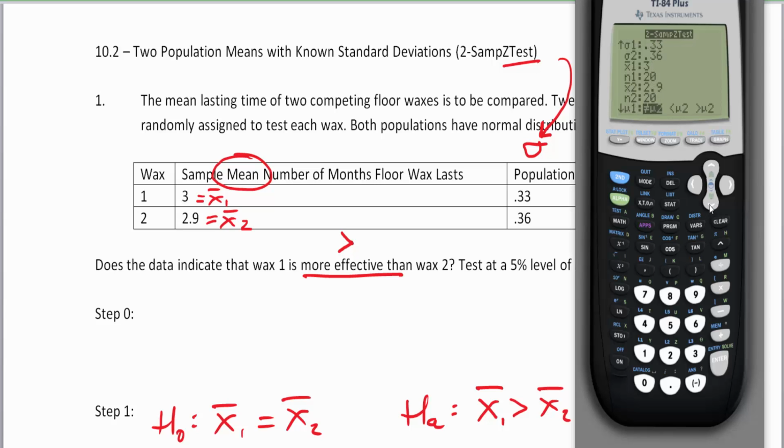And I'm going to scroll down a little bit. And in this case, we're not looking for not equal to. We're looking that mu1 is greater than mu2, which makes this a right tail test. And let's go to draw. So we move our cursor over to draw and hit enter.